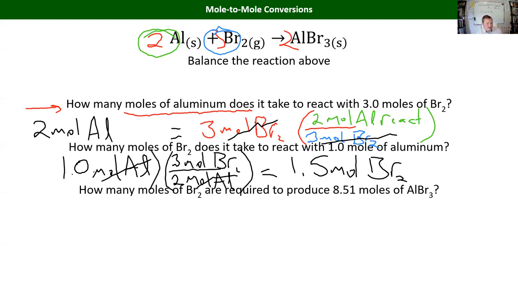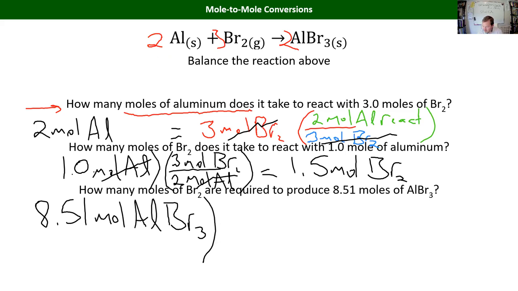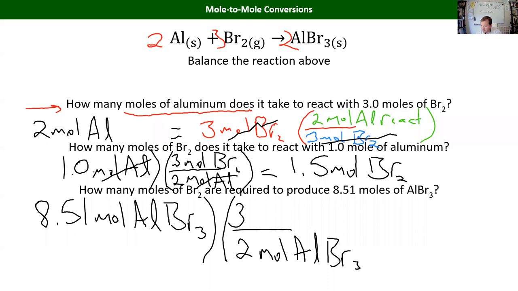And if I start bringing the product instead, how many moles of bromine are required to produce 8.51 moles of the product, aluminum bromide? It's the same basic principle. We're starting with 8.51 moles of aluminum bromide, and we're still going to use those coefficients from up above. So we want to cancel out moles of aluminum bromide and be left in moles of bromine. Every time we make 2 moles of our product, that's going to be 3 moles of bromine used.